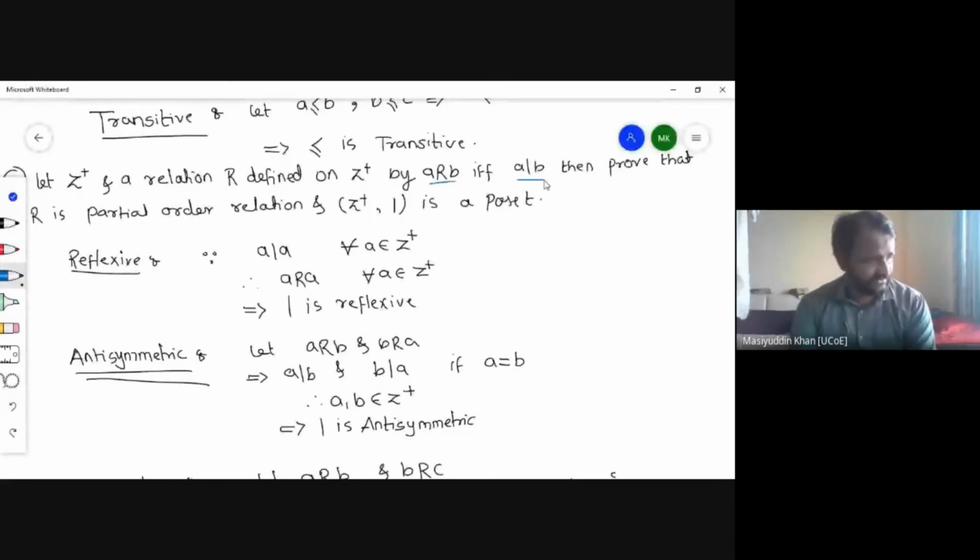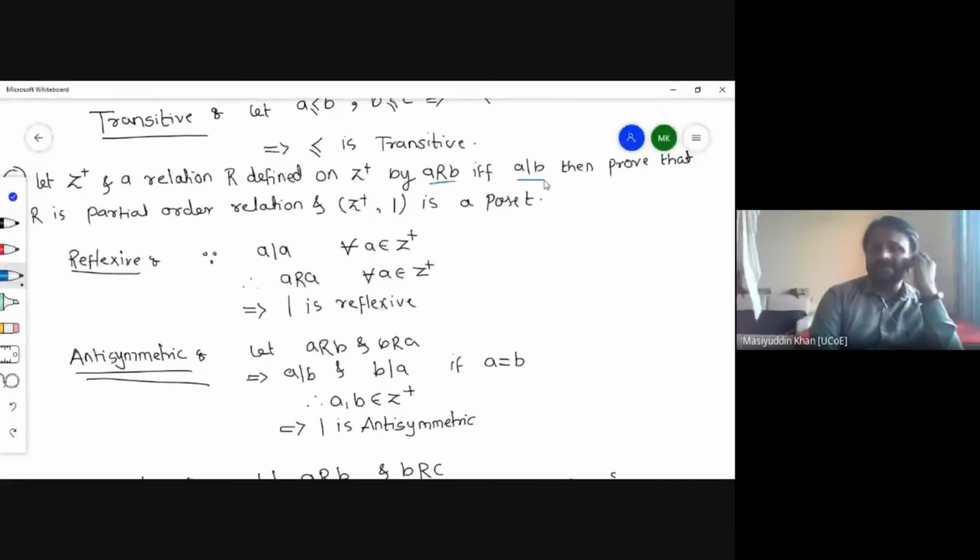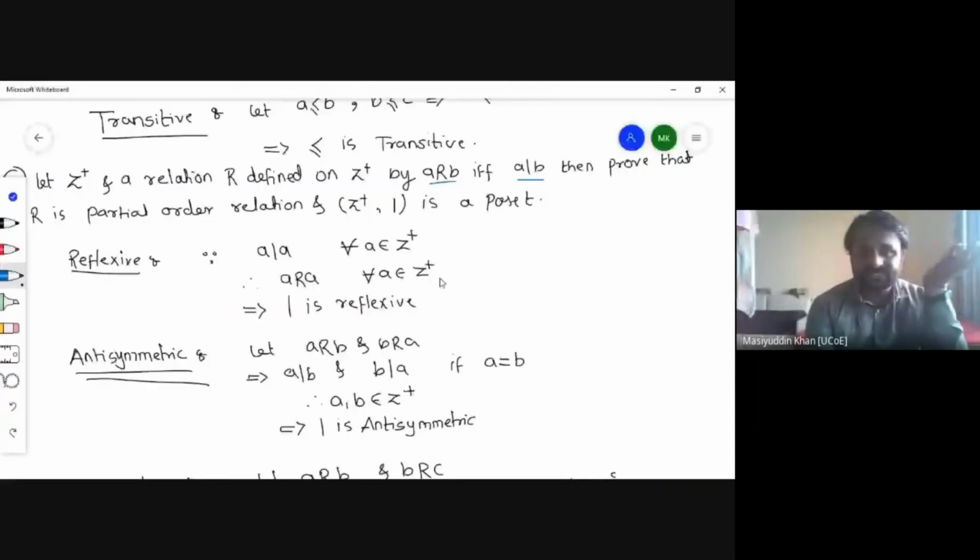So we have to show reflexive first. We can take any positive integers for reflexive. If you don't want to prove it this way, make a set of Z plus, and on the basis of that set you can define anything. If I take any number like 5, 6, 7, 8, 9, each is divisible by itself, so it is possible. Therefore we can say divisibility is reflexive here.